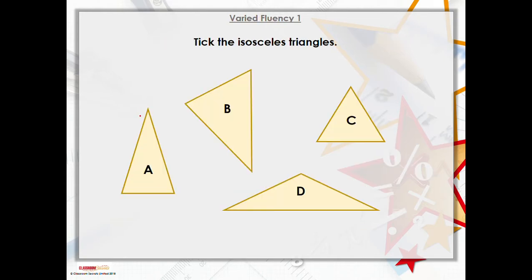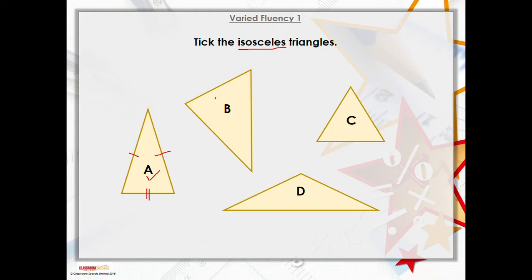So based on that, it's asking us here to tick the isosceles triangle. Now, based on what we know already, we know an isosceles triangle has two sides that are the same length. If we look at A, we've got two sides here. They look roughly about the same length. The side at the bottom is definitely not the same length. So triangle A must be an isosceles triangle.